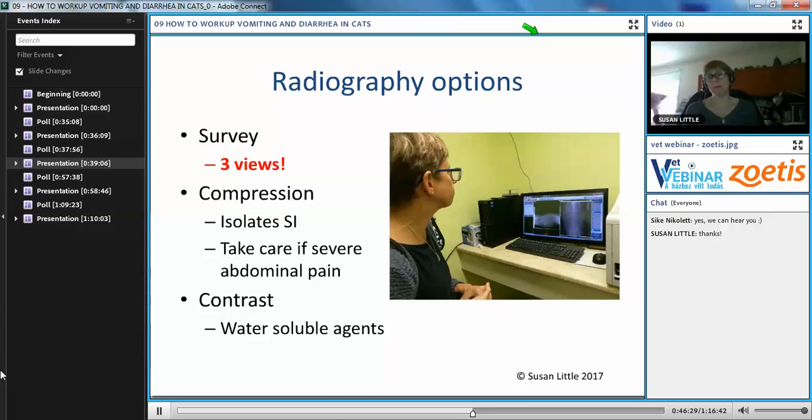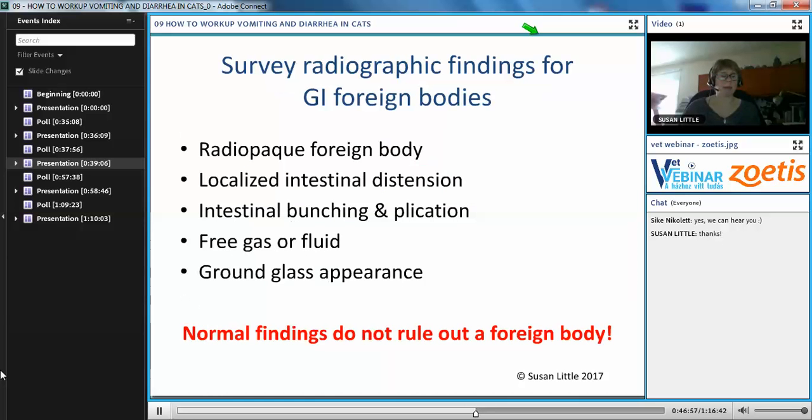And then there are times when we might do contrast radiography, and it's a good rule of thumb to use water-soluble agents in cats. It's a little bit more time-consuming. You have to take multiple views when we do contrast, but some foreign bodies, it's the only way you'll find them is with contrast. So we want a water-soluble, non-ionic agent. Like iohexol would be a good example in cats. That would be the type of contrast agent that we would use.